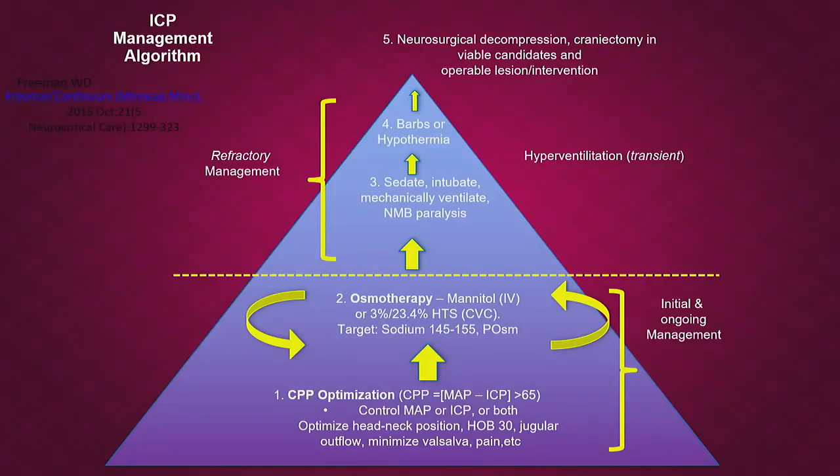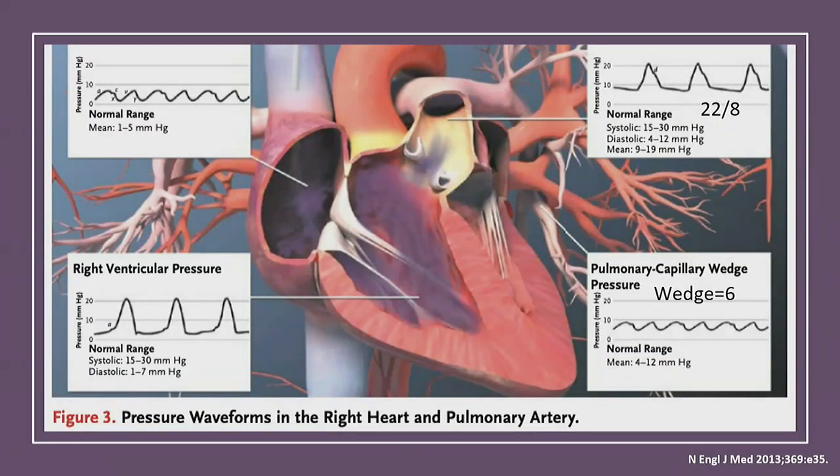So we go through our ICP algorithm from the base up, manage his CPP, osmotherapy. Now he's paralyzed, so you basically lose your neurologic examination. At this point, the ICP was in control, but we don't have a neuro exam to see if he's going to develop vasospasm and DIND. We then put a PA catheter in him. I put the numbers there. You can see 22/8, so he had a normal pressure and a normal wedge of 6. He didn't actually have sickle crisis, and that was helpful.